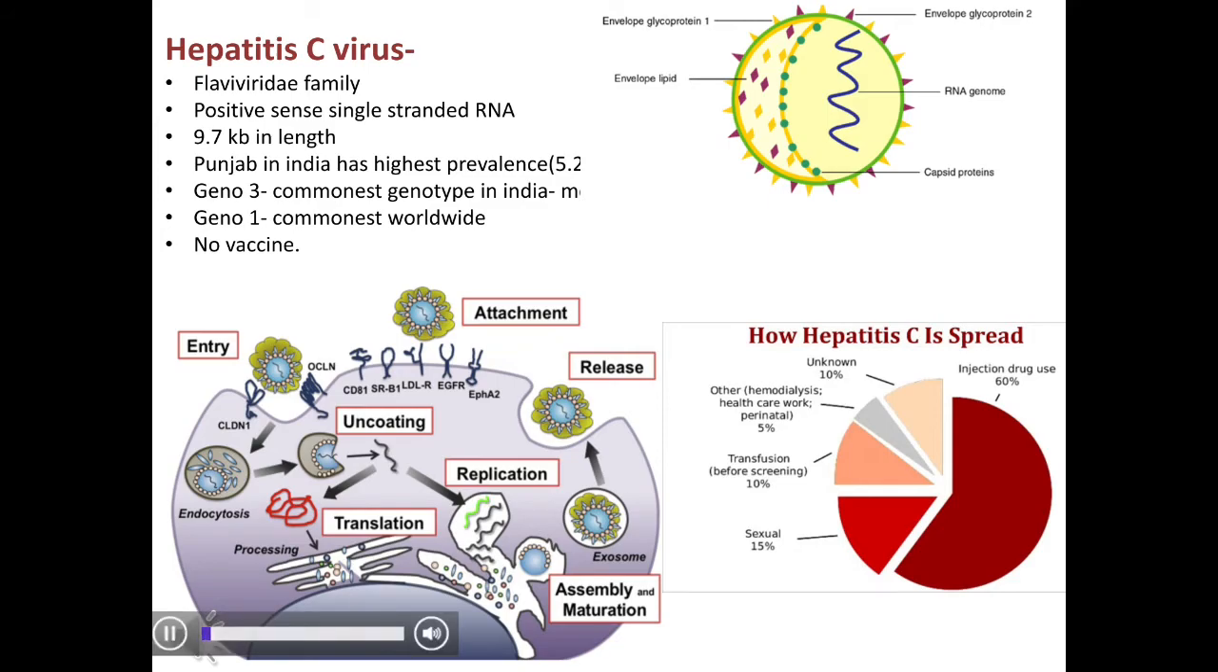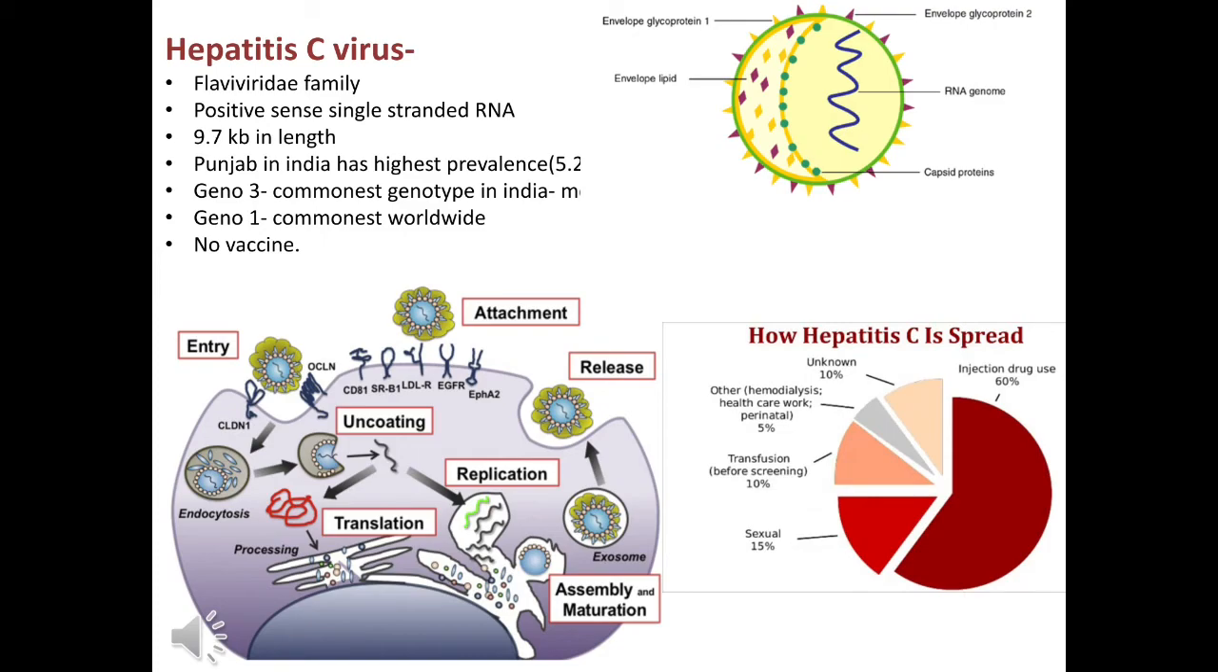Hepatitis C is a positive sense single-stranded RNA virus belonging to Flaviviridae family. Punjab in India has the highest prevalence. Genotype 3 is the commonest genotype in India, most prone for cirrhosis. Genotype 1 is commonest worldwide. There is no vaccine available.